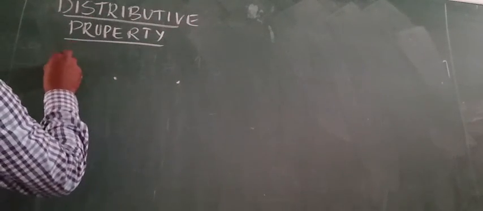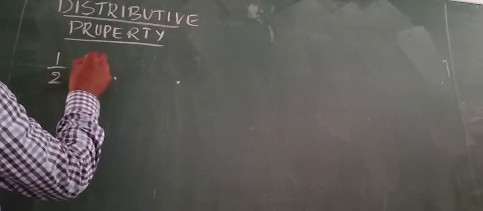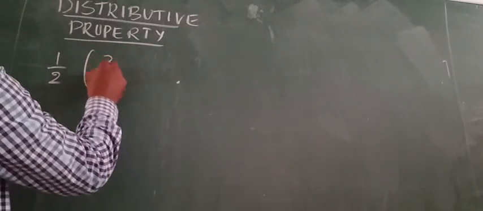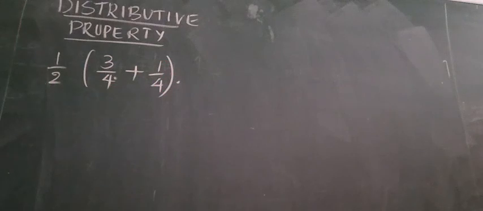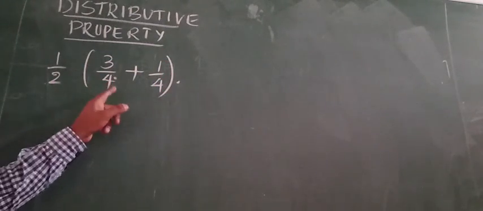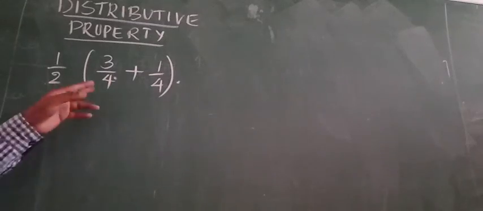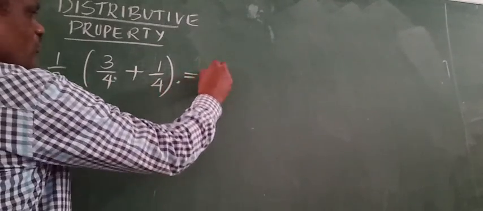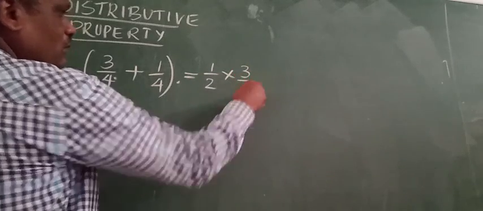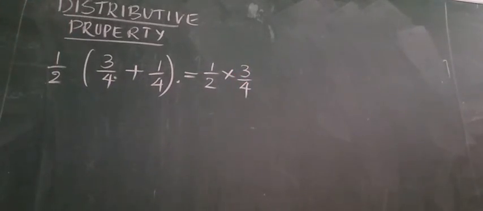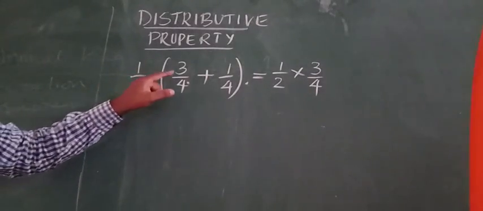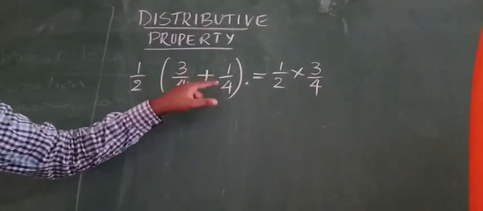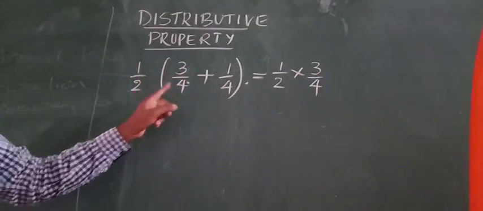So now I will take one example here. Let me take 1 by 2 into 3 by 4 plus 1 by 4. These are the three numbers. 1 by 2 should be multiplied to 3 by 4 plus 1 by 4. I can write the same thing like this: 1 by 2 into 3 by 4. Inside the bracket we have two numbers, 3 by 4 and 1 by 4. I need to multiply this 1 by 2 to both the numbers.